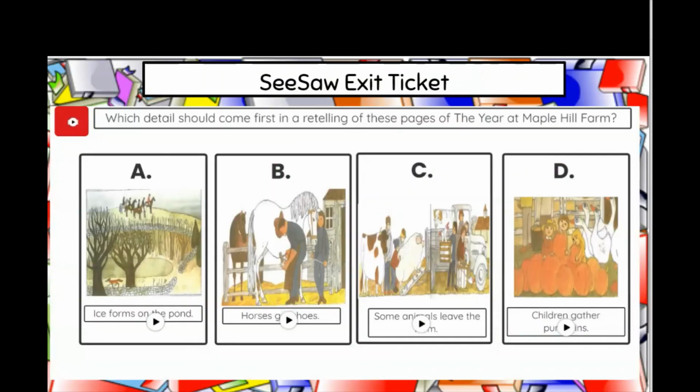Today in Seesaw, you are going to be able to listen to all of the pages again and then answer the question: which detail should come first in a retell of these pages?